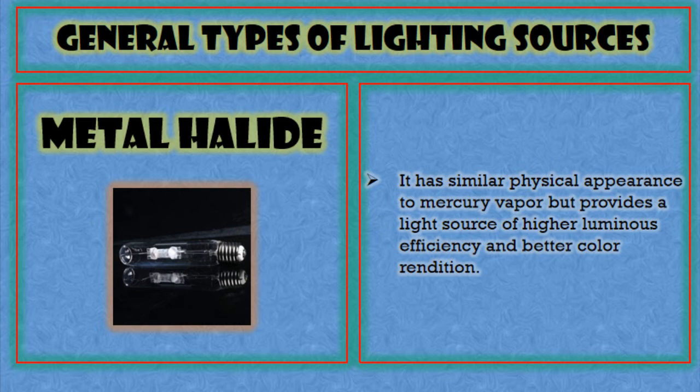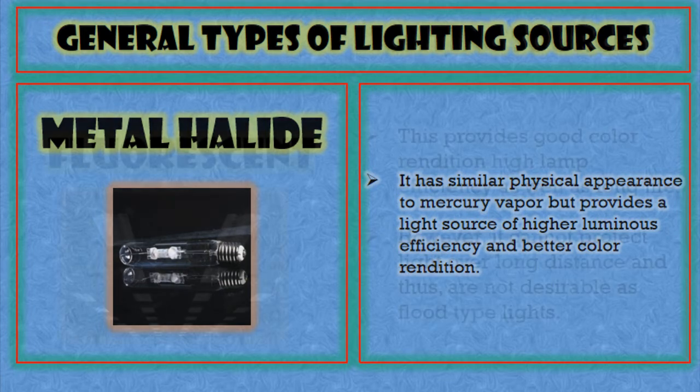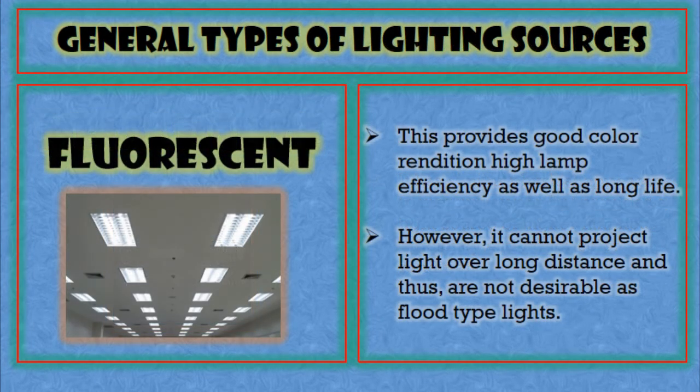And then next type of lighting source, ito naman yung pinaka-common ngayon. Pwede rin naman kasi existing pa rin to ngayon. Pero ang pinaka-common na ngayon yung tinatawag natin na LED lights. Okay? Pero tignan muna natin kung ano ba tong fluorescent. So this provides good color rendition, high lamp efficiency as well as long life. Kaya ito yung nagagamit natin usually. Fluorescent lamps or fluorescent bulbs na ito.